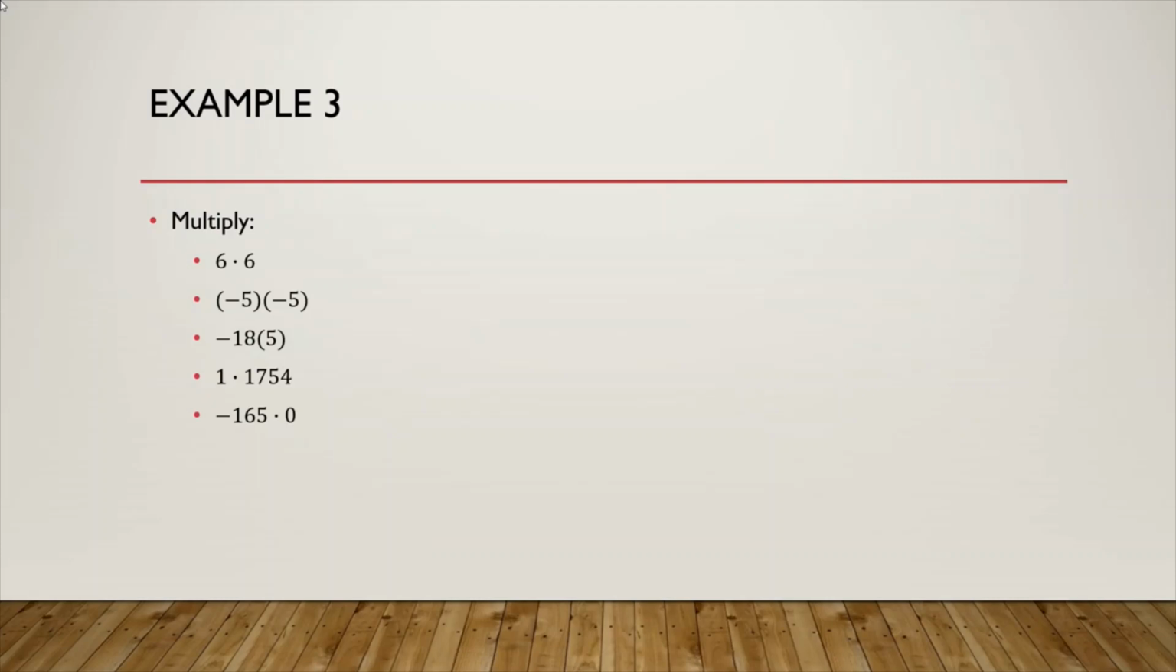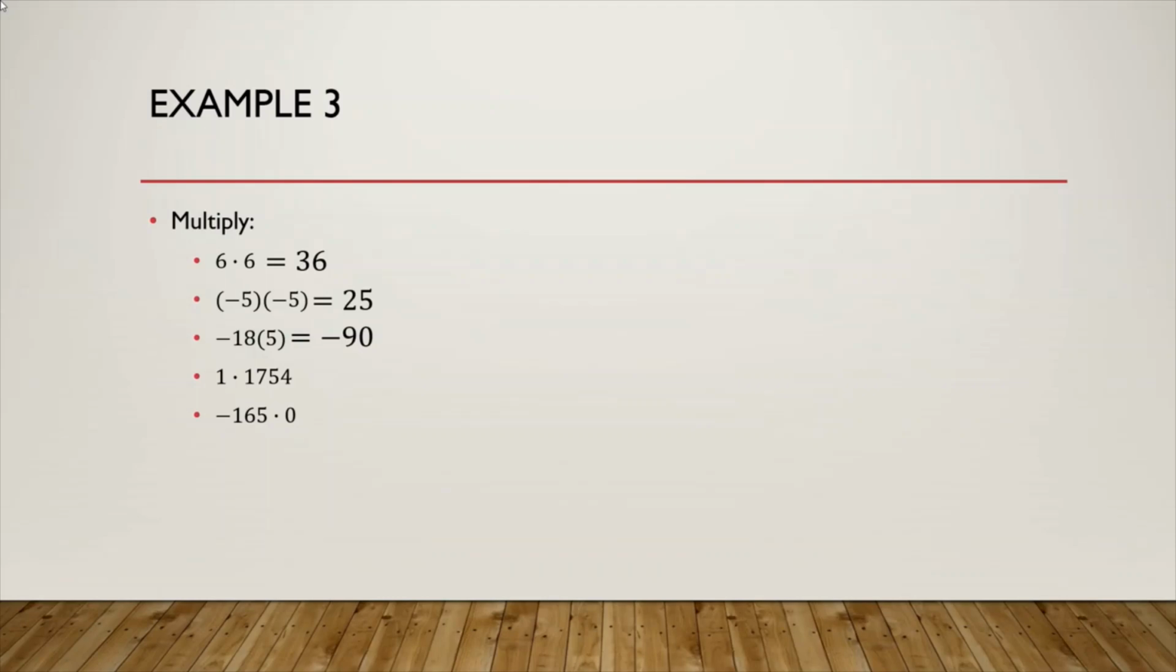So 6 times 6 is 36, and it'll be positive because the signs are the same. Negative 5 times negative 5 is 25, and it'll be positive because the signs are the same. Negative 18 times 5 is going to be 90, and it's going to be a negative 90 because one is negative, the other one's positive. They're unlike signs, so it's a negative result.